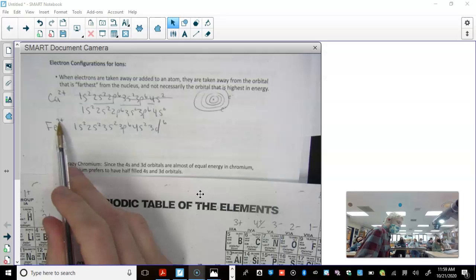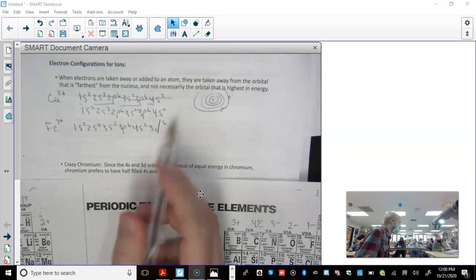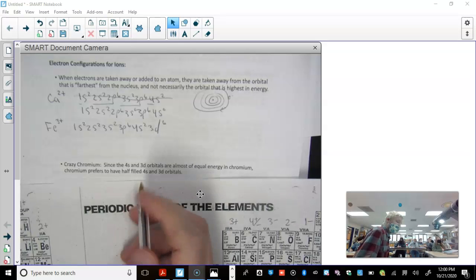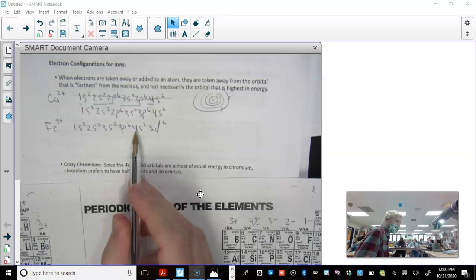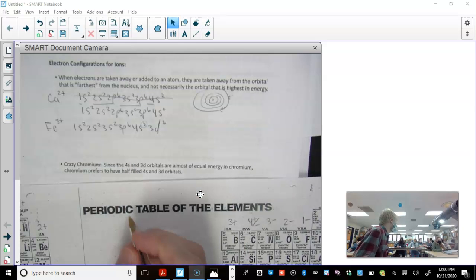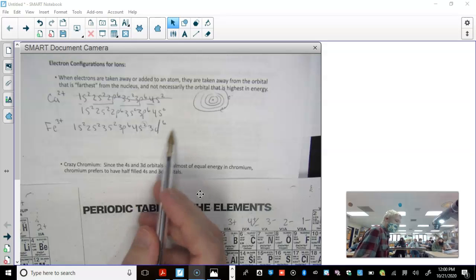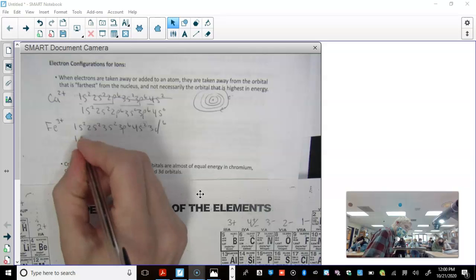But we're getting rid of 3 electrons, so I'm just going to pull them from this 3d and call it 3d3 and be done. Can't do that, because what energy level is 3d in? The 3rd energy level. Is the 4th energy level further away? Yes. So you've got to pull the 4s electrons out first, and then if you still need to pull more out, then you take them from the d. So that's kind of tricky.